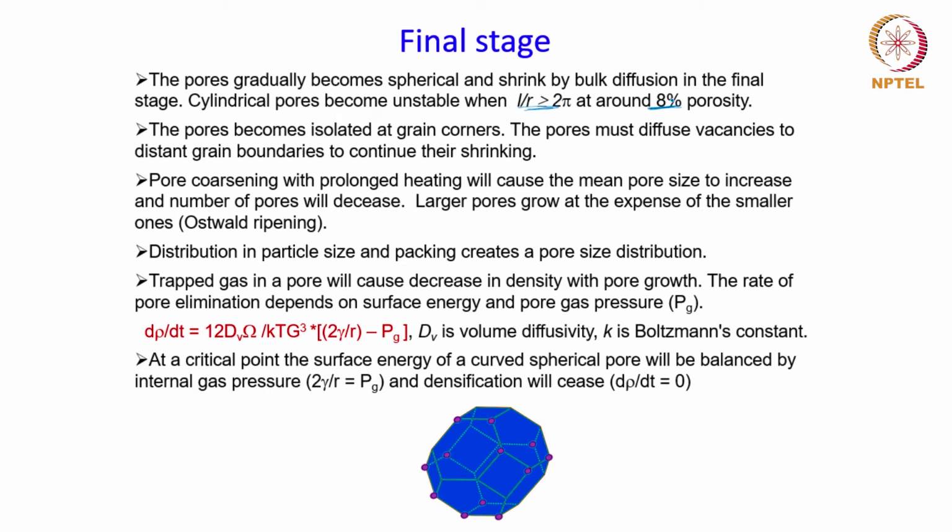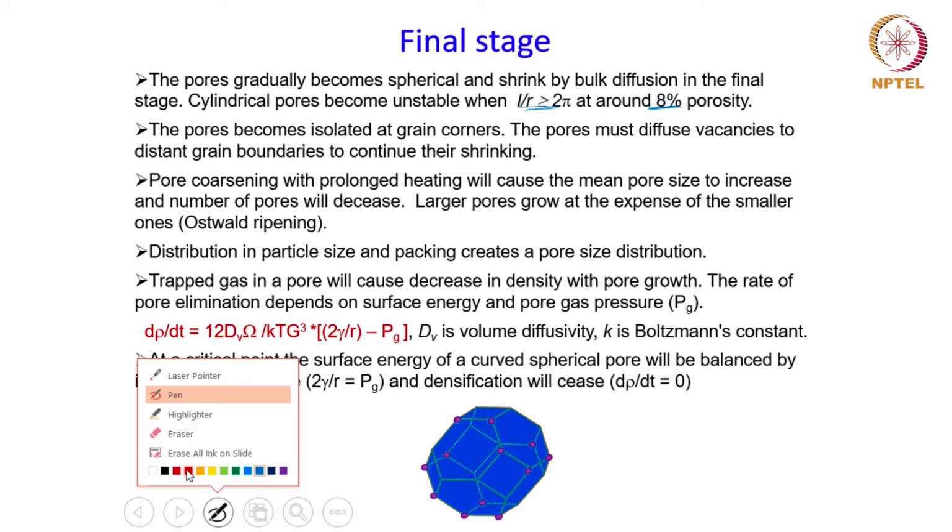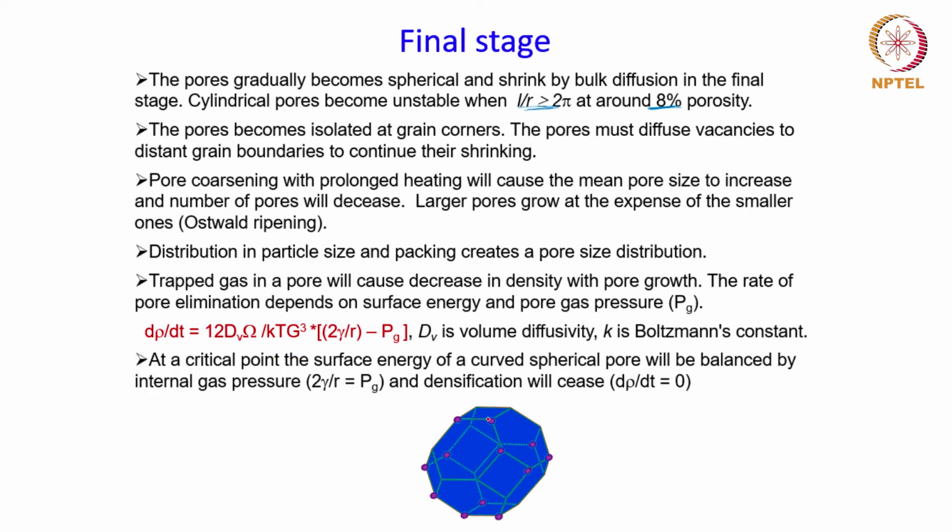So as the densification process continues, the pores become isolated at grain corners, like how you see over here. Okay, all these pores are now concentrated along the corners of the grains. Okay, and for the pore closure or the shrinkage of the pores to continue, the atoms must continue to flow towards the pores, and therefore the vacancy diffusion should be away from the pores towards the distant grain boundaries.